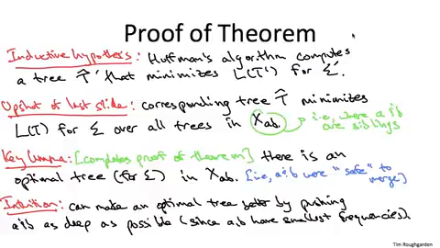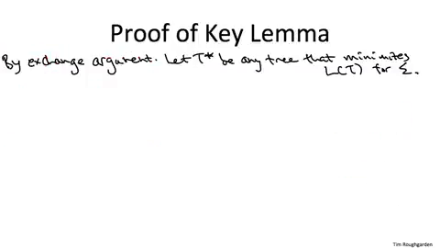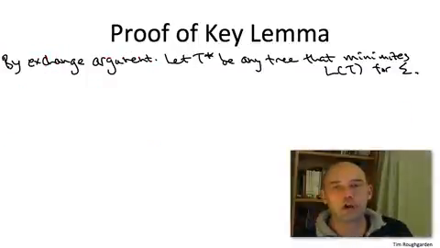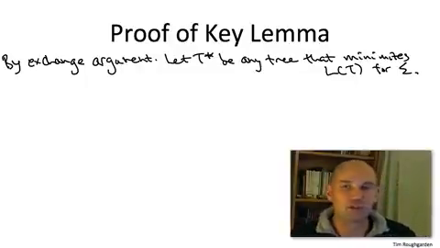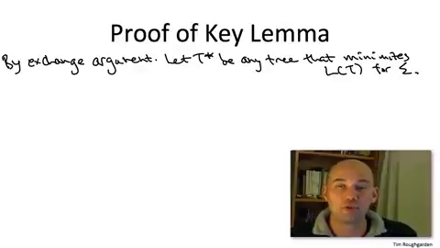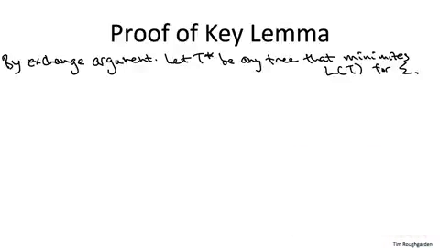All right, so that's reasonably accurate intuition, but it's not a proof. Here is the proof. So we're going to use an exchange argument. We're going to take an arbitrary optimal tree, a tree minimizing the average encoding length. Let's call it T star. There may be many such trees. Just pick any one. I don't care which.